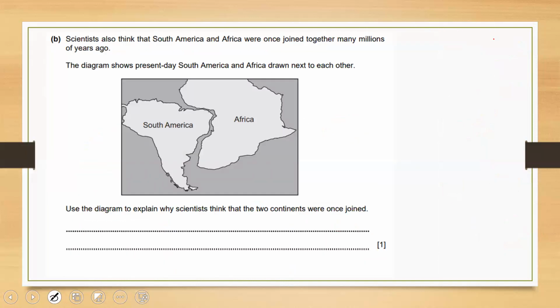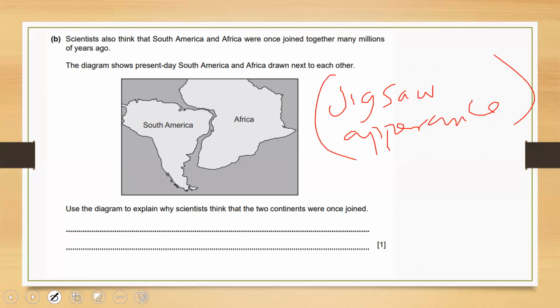Scientists also think that South America and Africa were once joined together many millions of years ago. They use the diagram to explain why scientists think that the two continents were once joined. Now, how do we explain this? All the continents have what we call jigsaw appearance. And what does jigsaw appearance mean?